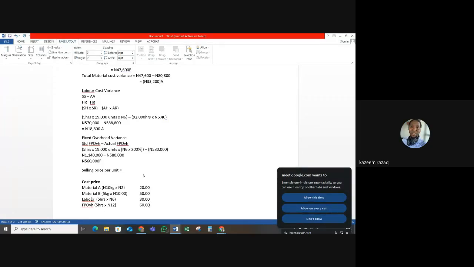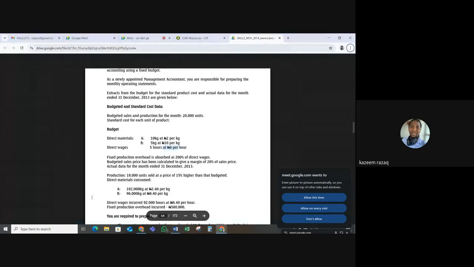Any other thing? Nothing? Let's see what we have now. Total cost is 160 naira. Now, if our total cost is 160 naira, and they said our profit is 20% on margin.